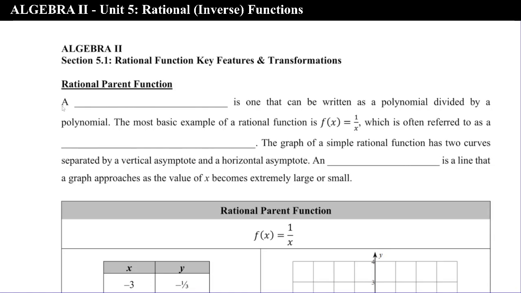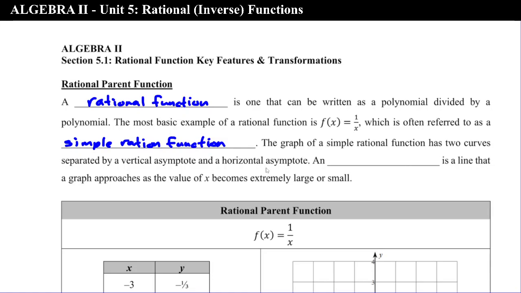Okay, so a rational function is one that can be written as a polynomial divided by a polynomial. The most basic example of a rational function is 1 over x, which is often referred to as a simple rational function. And it's also going to be our parent function for a rational function, 1 over x.